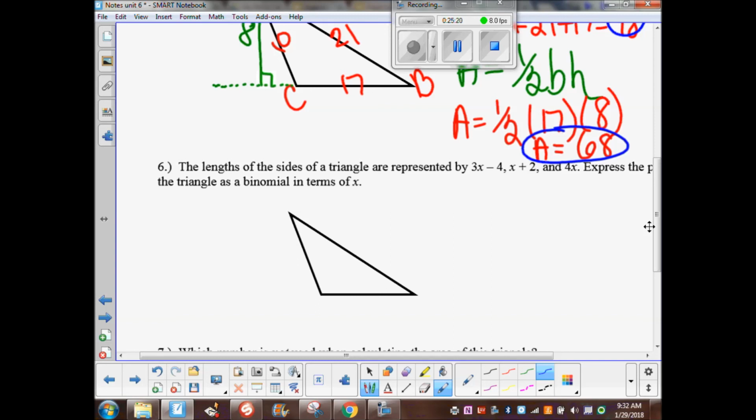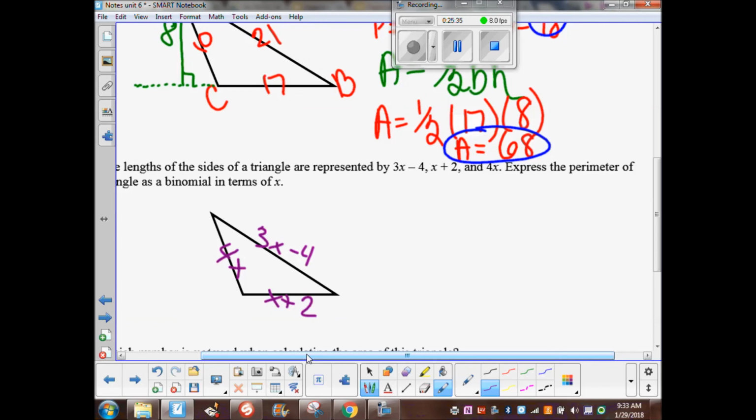All right. 6, you got to draw a picture again. Lengths of the sides of a triangle are. Just label it with what they're asking. Perimeter. What's a binomial? What's that prefix bi mean? How many? 2. So you're going to have 2 terms in terms of x, meaning x is in your answer.